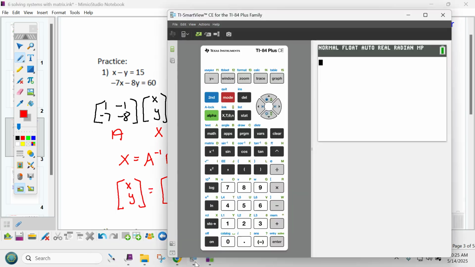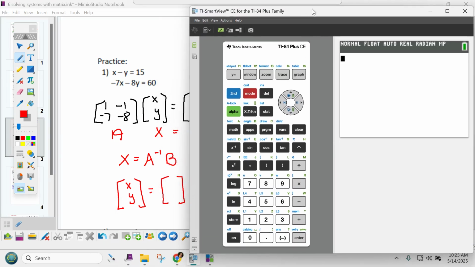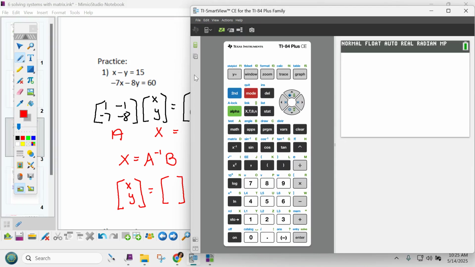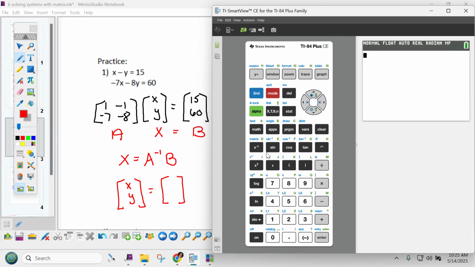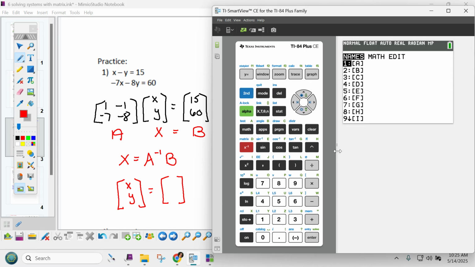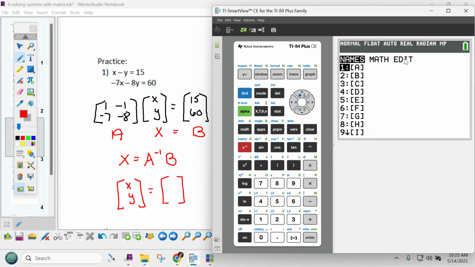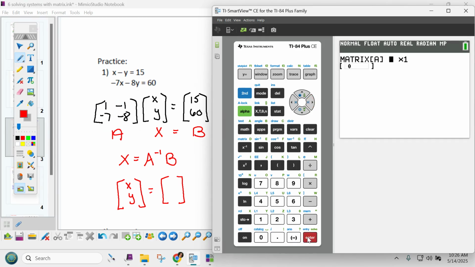So here comes the calculator part. Everybody turn on their calculator. There's a matrix menu over here above the inverse button. See how mine is blue? So I'm going to do second x to the negative 1, and I get this matrix menu. I'm going to edit because I need to type in the first matrix. So I'm going to edit matrix A. That's going to be our 2 by 2. So I change the dimensions to 2, enter, 2, enter.